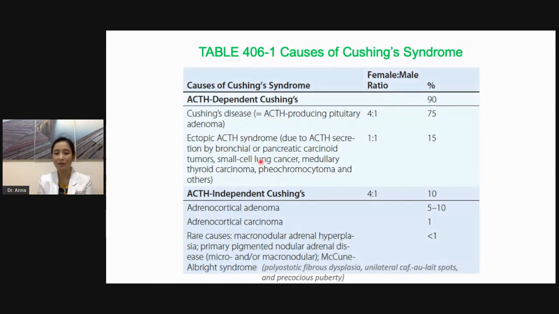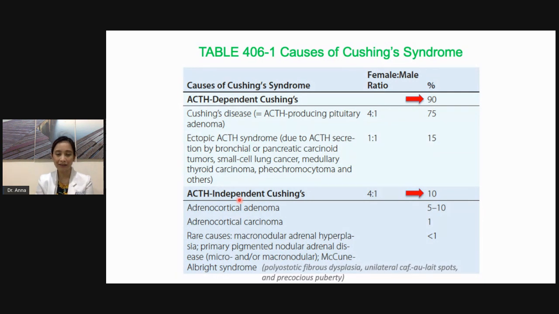It could be from a bronchial carcinoid or a pancreatic carcinoid, a small cell lung cancer, even a medullary thyroid carcinoma or a pheochromocytoma can be sources of your ectopic ACTH syndrome. But these are very, very rare conditions.